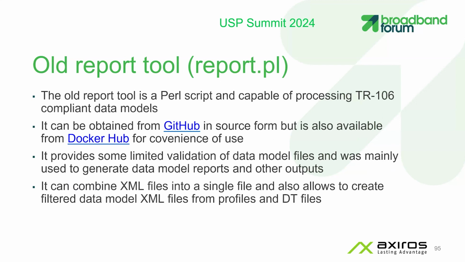I briefly mentioned we have our tools. So the old tool is a Perl script, and that can basically be used to process any TR-106 compliant XML files into various output formats. This is actually published on GitHub, so you can basically go to the Broadband Forum GitHub and find the report tool there. But we also provide an image on Docker Hub, so you can actually directly use it rather than having to deal with installing multiple Perl modules just in order to get it up and running, which can be a little bit annoying.